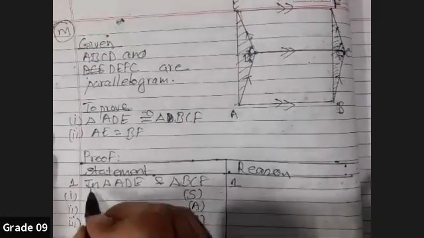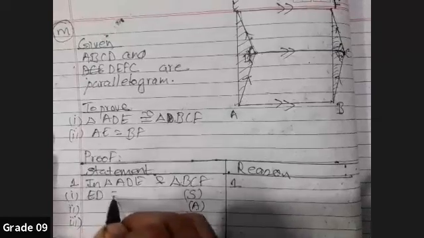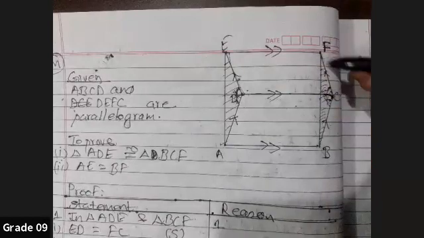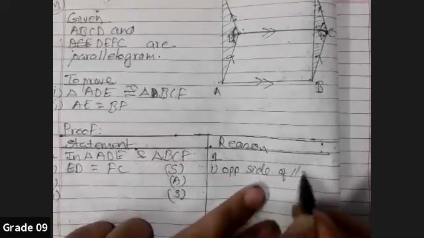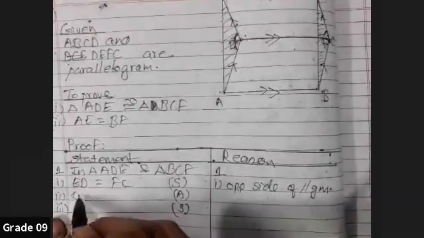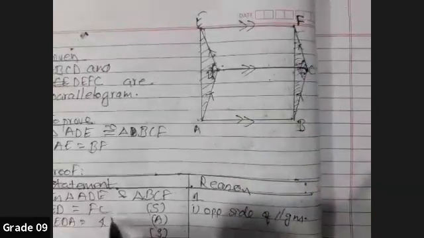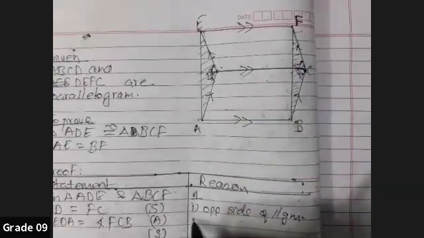Okay, now I'm going to show ED equals FC. ED means this one, FC means this one. So these are opposite sides of a parallelogram. Simply write this, opposite sides of a parallelogram. Okay, so this is enough. And next, angle, yes, angle is a very important part here. Angle EDA is equal to angle FCB. EDA means this one, and FCB means this one. And why are they equal?